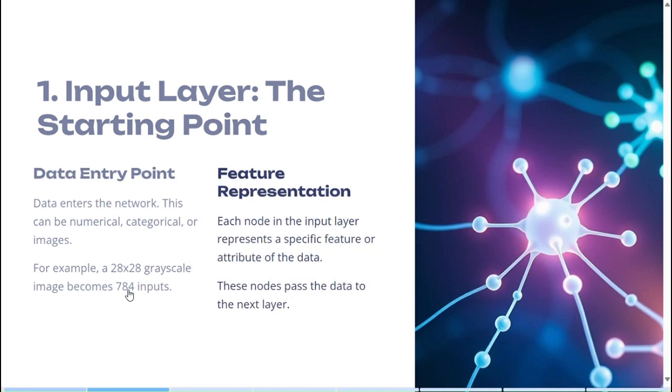Next, feature representation of the input layer. Each node in the input layer represents a single feature or attribute of the data. These values are then forwarded to the next layer of the network where computations begin.